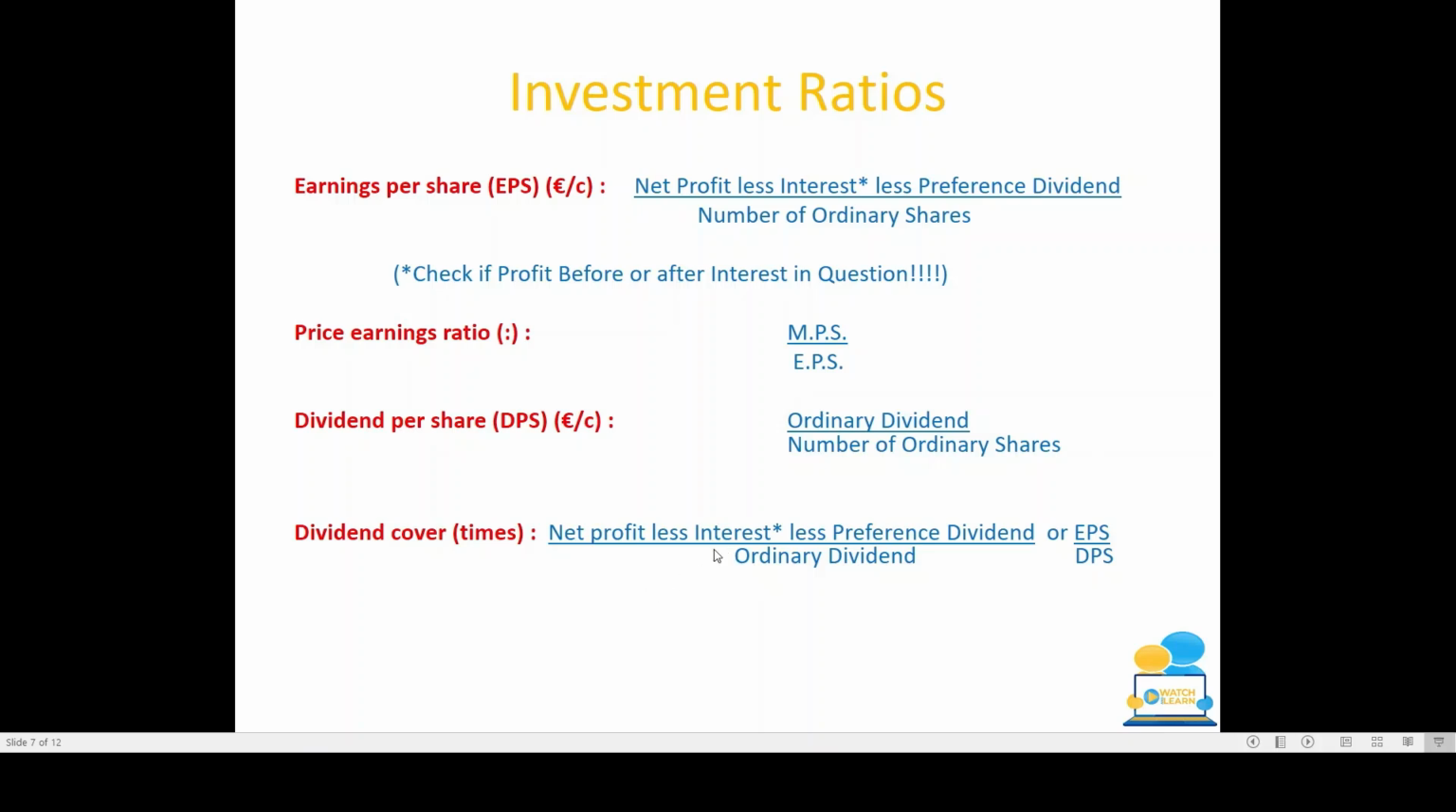Dividend cover, again, is just your net profit, less interest, so take away interest, take away preference dividend over your ordinary dividend. Or you can work out your dividend cover by getting your earnings per share and dividing that by your dividend per share.